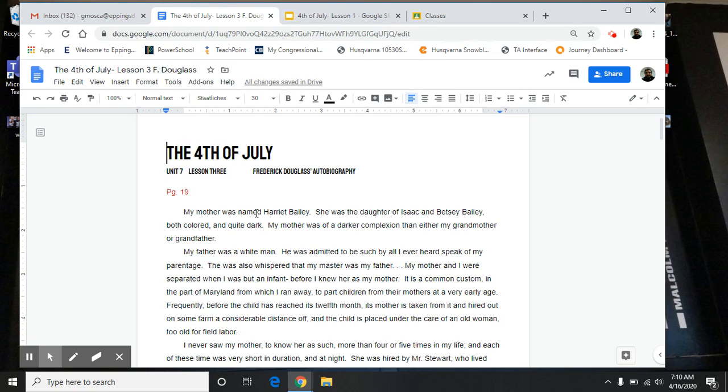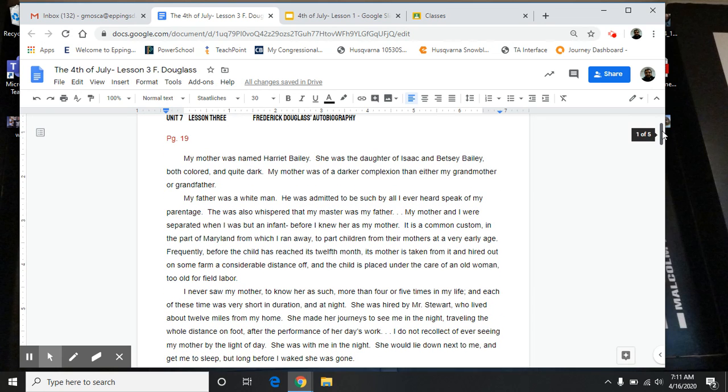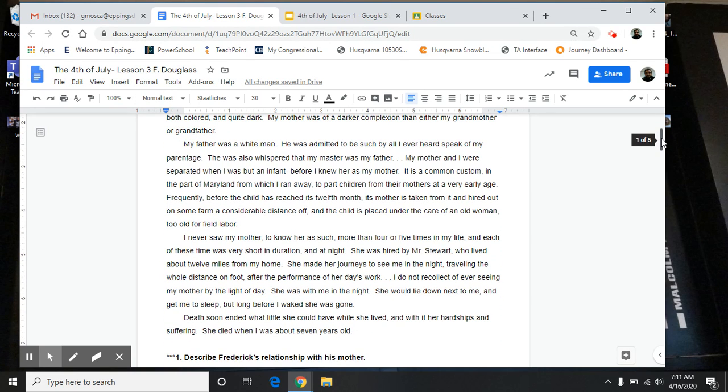Obviously, we're not there right now, but I chose different parts that I thought might be of some interest to you. So on page 19, it talks about who his mother was, as it mentions here, Harriet Bailey. And then it talks about who his father may have been. He's never exactly sure what his relationship is with his mother. It's truly heartbreaking to actually read about that, especially as it gets into the second and third paragraphs here.